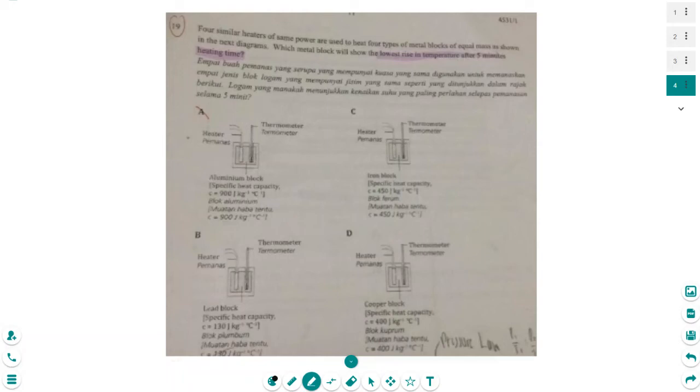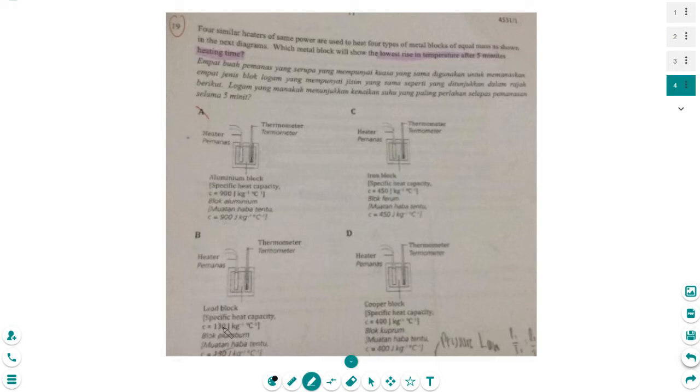Now, for this question, you look at this specific heat capacity. Look at the units there: joule per kilogram per unit temperature, degrees Celsius. What it means is basically the higher the specific heat capacity, the more energy it needs to raise its temperature. All right, let's look at the lowest one.